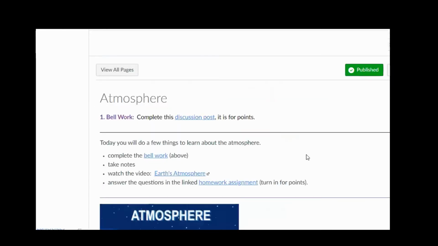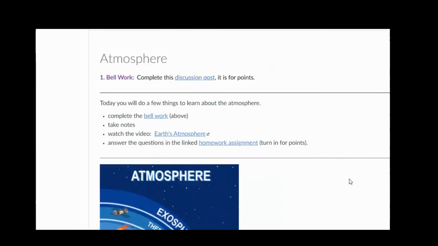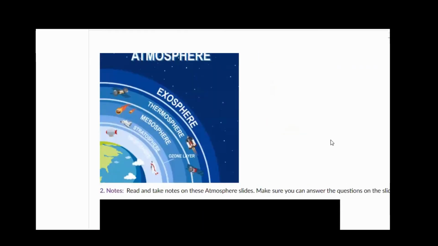All right, so let's get into the lesson itself. Bell work, we're going to take notes, and then we have a video to watch. So this image right here is just a sketch of the layers of the atmosphere.